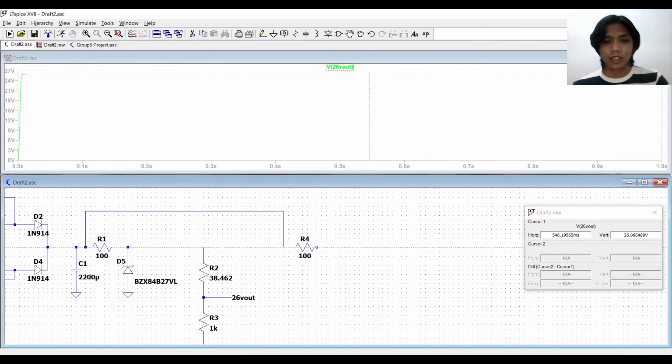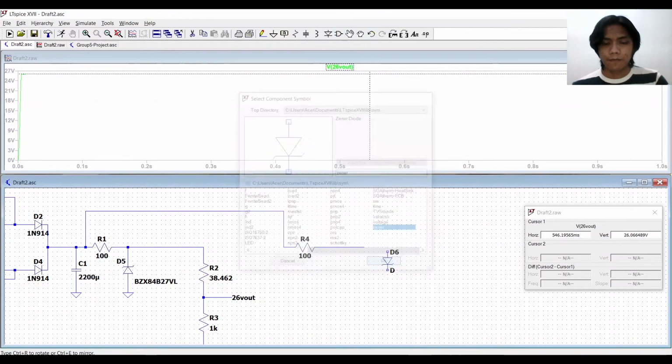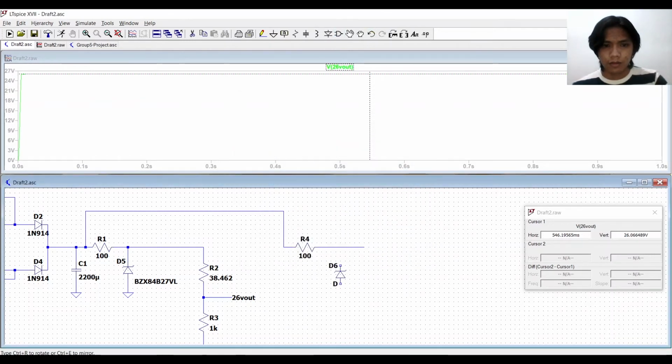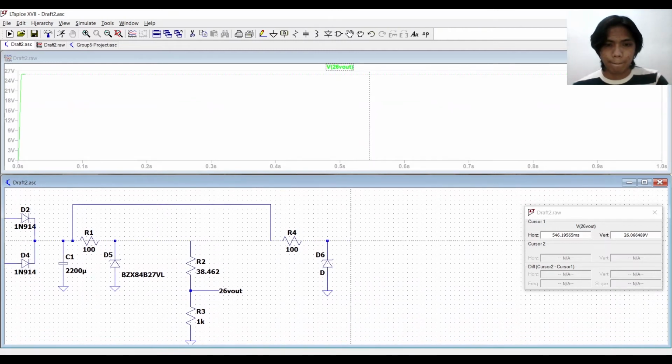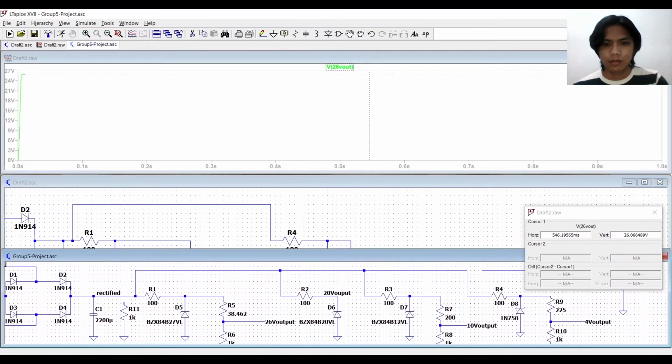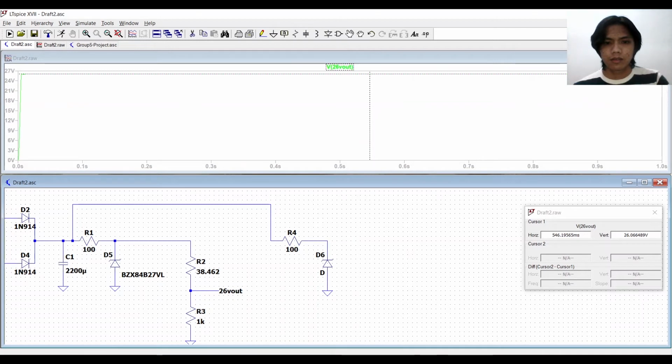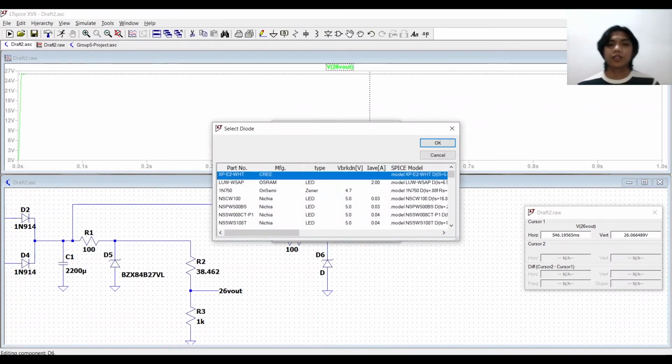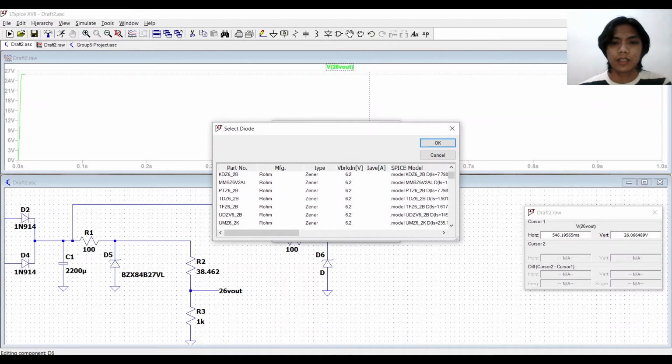And so again, by attaching another one of the Zener diodes, we would be able to produce another voltage output. This time it would be the 20 volts.